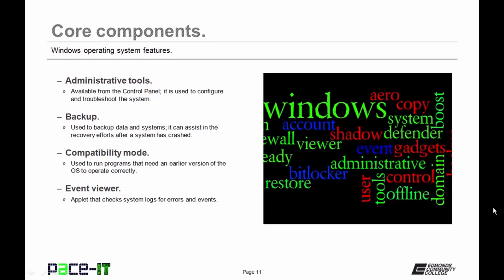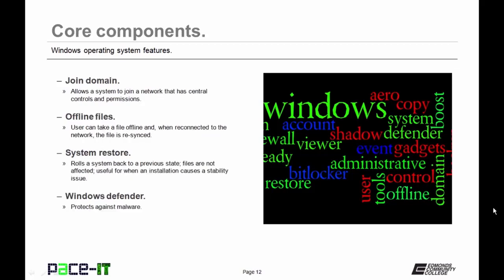Then there's compatibility mode. Especially in Vista, Windows 7, and Windows 8, sometimes they have difficulty running programs that were developed for Windows XP. You can run those in compatibility mode. All versions have an event viewer. That way you can check system logs for errors and events.